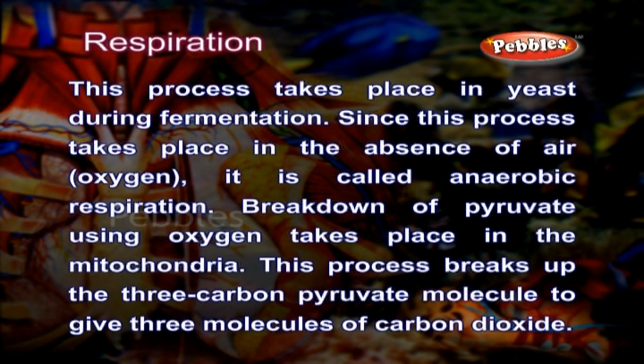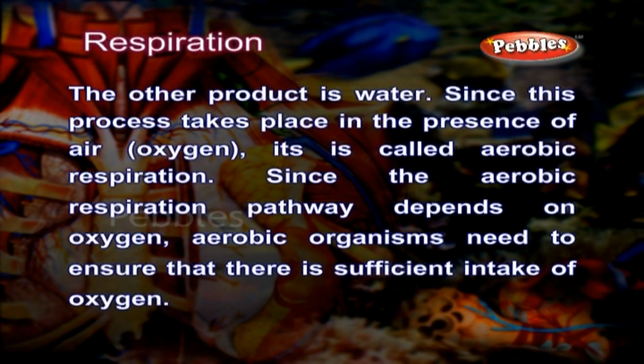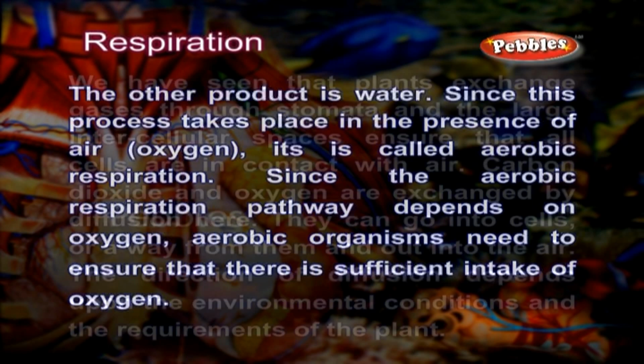Breakdown of pyruvate using oxygen takes place in the mitochondria. This process breaks up the 3-carbon pyruvate molecule to give 3 molecules of carbon dioxide. The other product is water. Since this process takes place in the presence of air, it is called aerobic respiration. Since the aerobic respiration pathway depends on oxygen, aerobic organisms need to ensure that there is sufficient intake of oxygen.